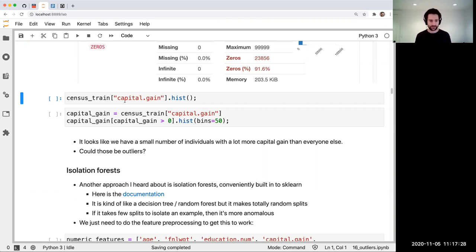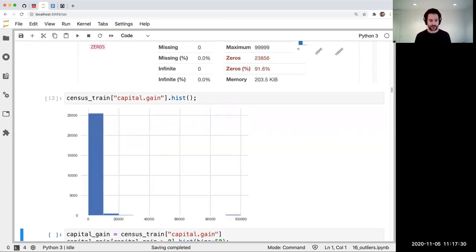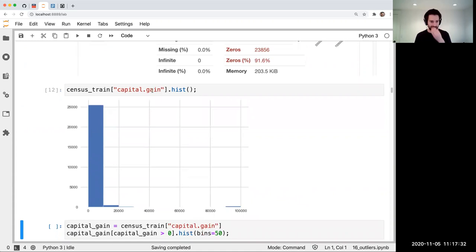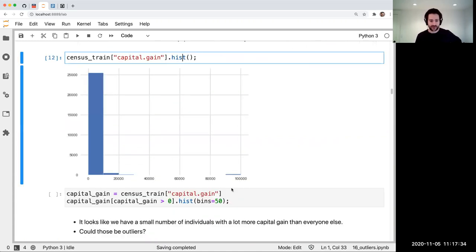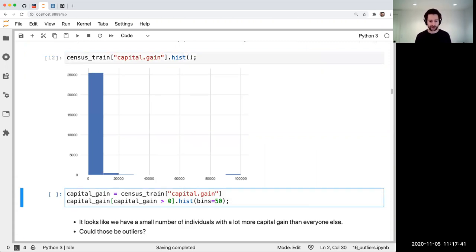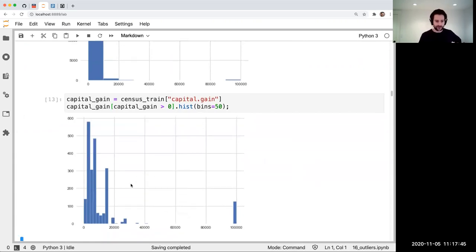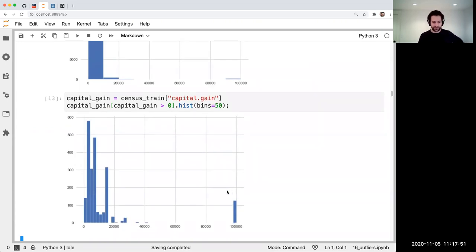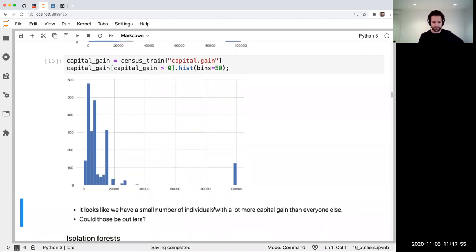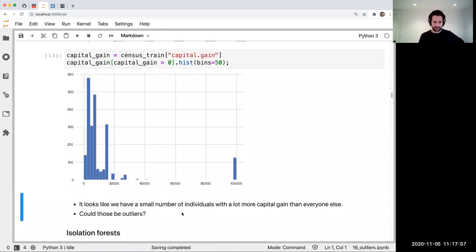So here's this capital gain thing again. I'm making a histogram of that. We can again see that most of the people have capital gain close to 0, but some people have this very big capital gain. And here's all the ones that are strictly greater than 0. We can see there's still a bunch that are small and then a few number of people who have this much bigger capital gain. So maybe those people could be outliers.